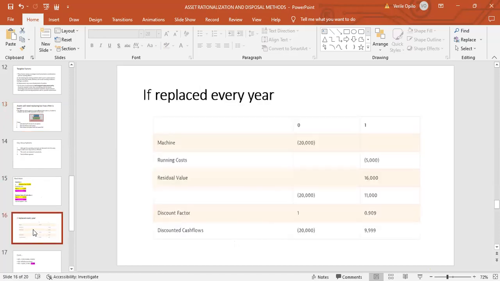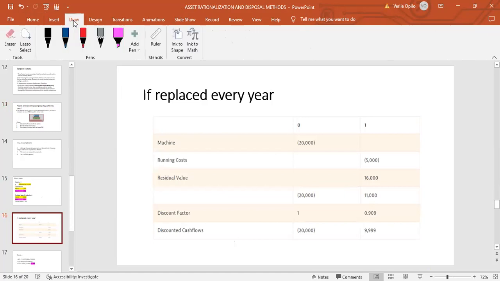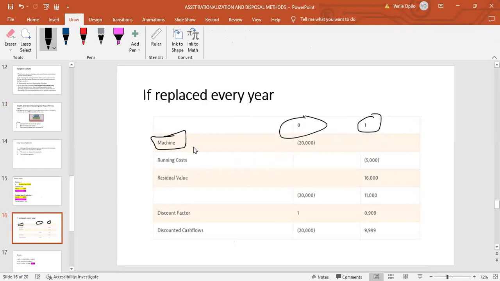So we take into consideration this asset. If we are to replace it every single year, what will be the associated costs? So we have year 0. This is when the asset is being purchased, and then it is going to run for 1 year. The machine has a cost of 20,000. So this is how much the business is going to spend, 20,000 Kenya shillings. So you need to consider that.